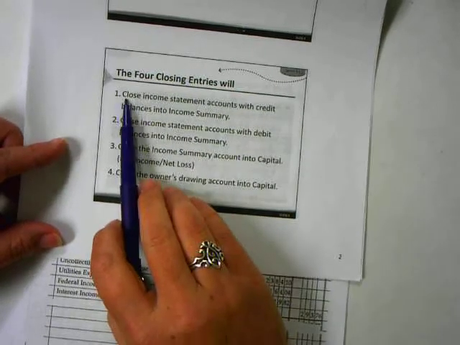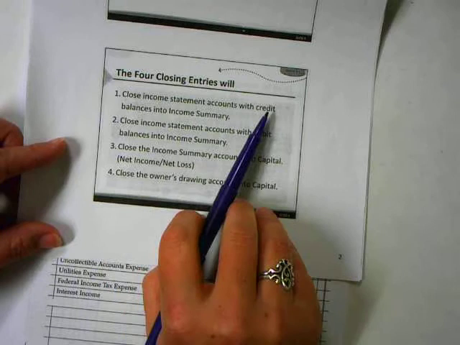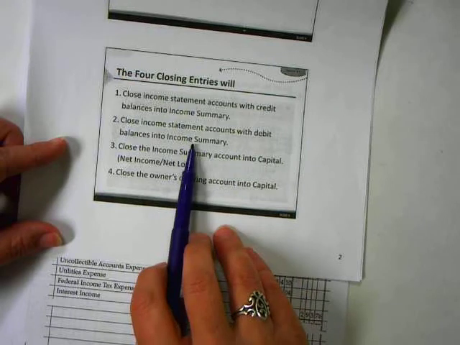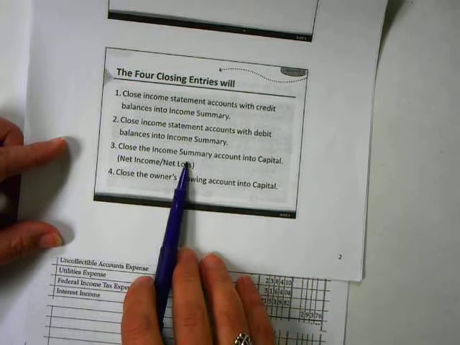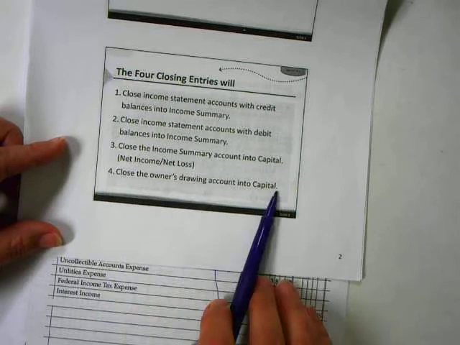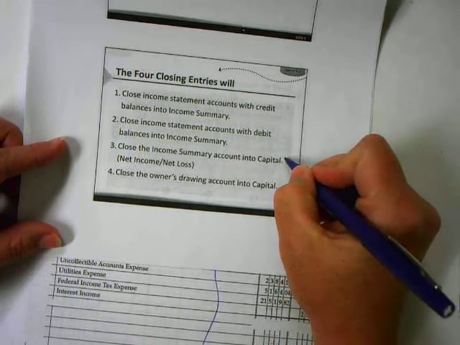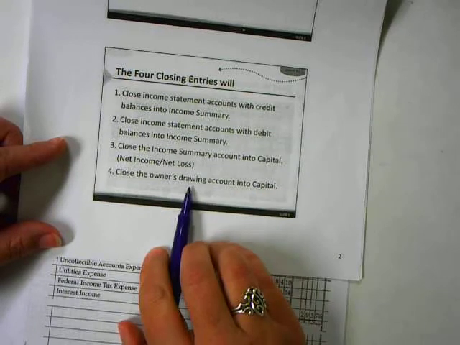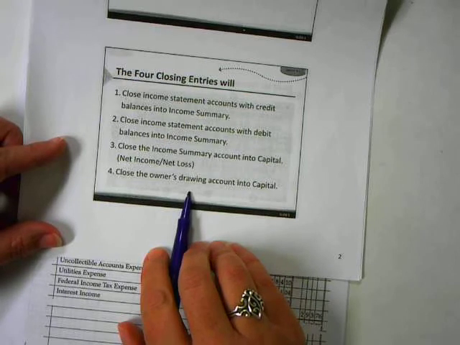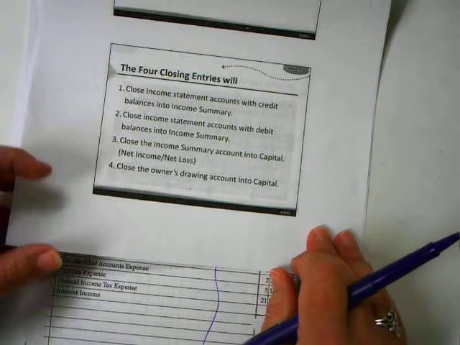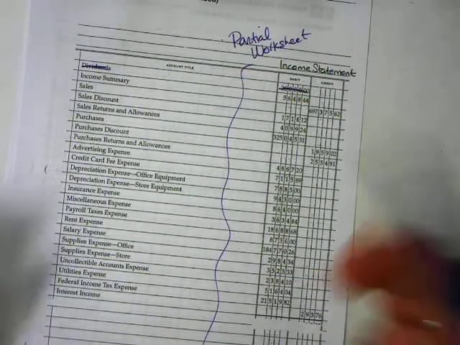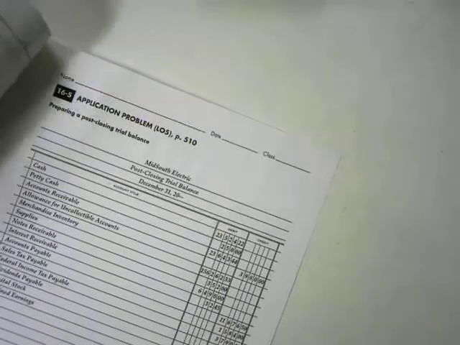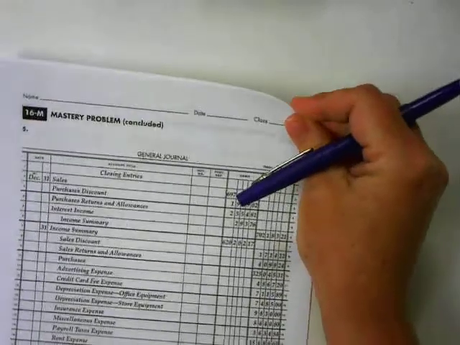Okay, so the first thing that we're going to do is close any income statement columns with a credit into income summary, then any with a debit into income summary, and then we're going to close income summary into capital and drawing into capital, which for us is retained earnings. Capital is retained earnings in a corporation, and the drawing account are dividends, because we have stockholders, not owners. Individual owners, it is. Okay. All right. So flip over to the page that has all the closing entries, and we'll work through that.